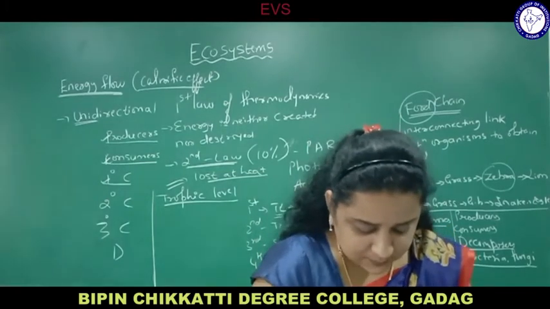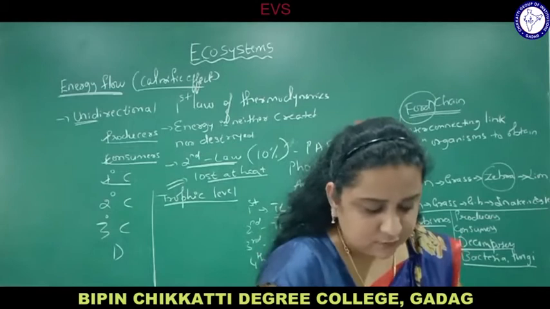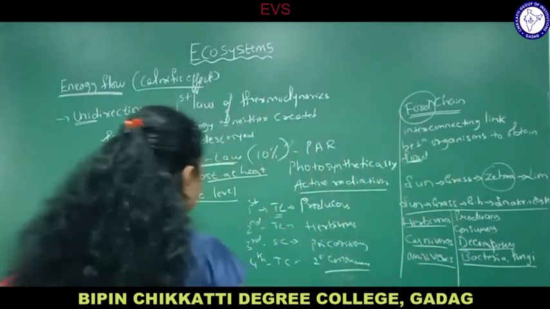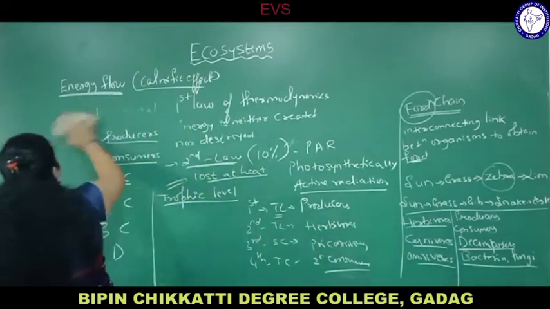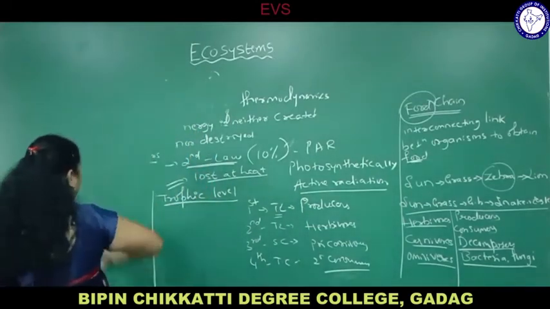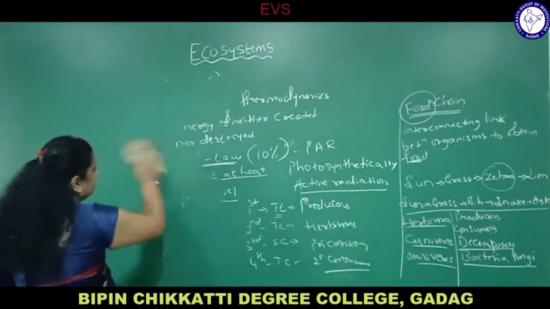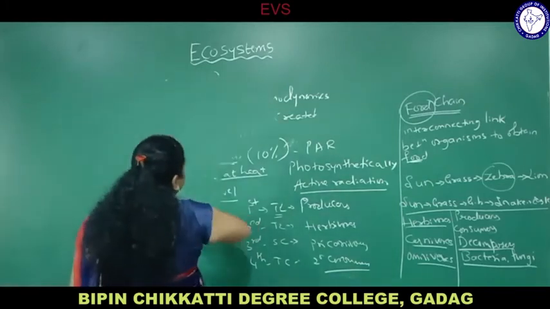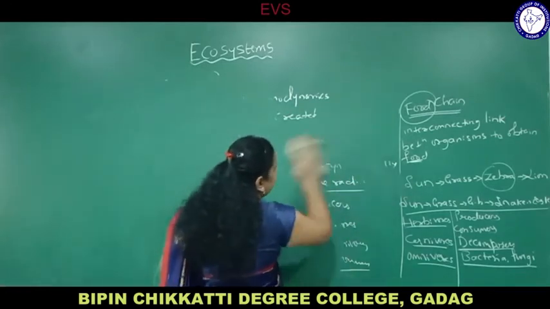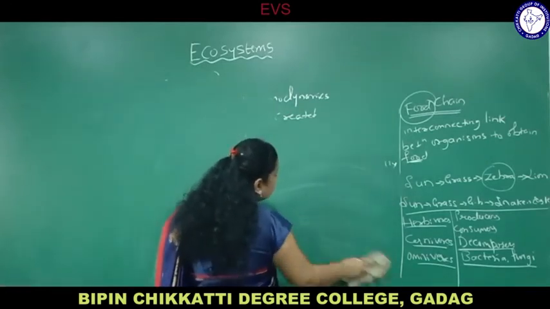Now the different types of food chain. Shall we go to types of food chain now? Yes, we will go now. There are different types of food chain. Number one is the grazing food chain. Grazing means herbivorous animals like cows and buffaloes, they are mainly grazing animals.